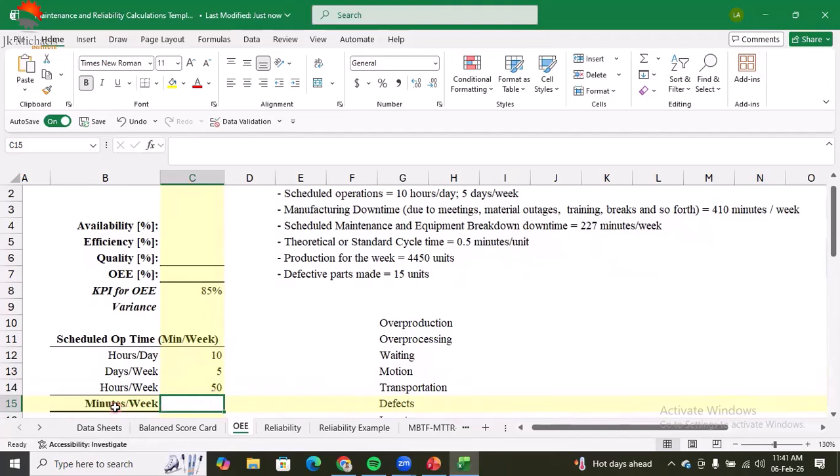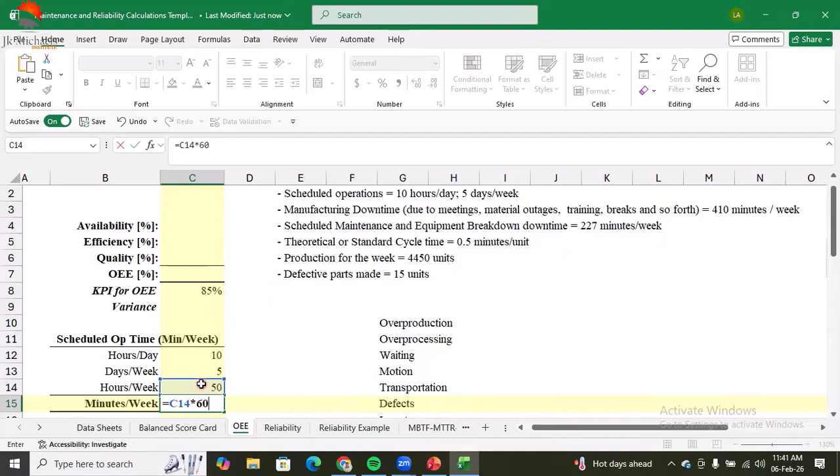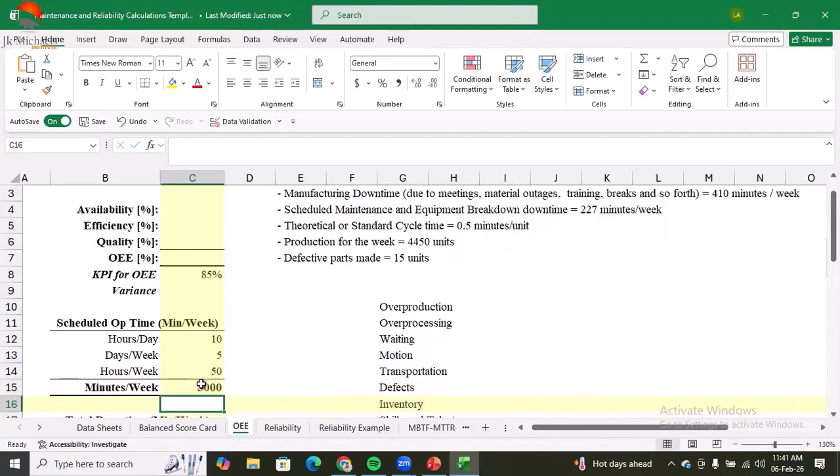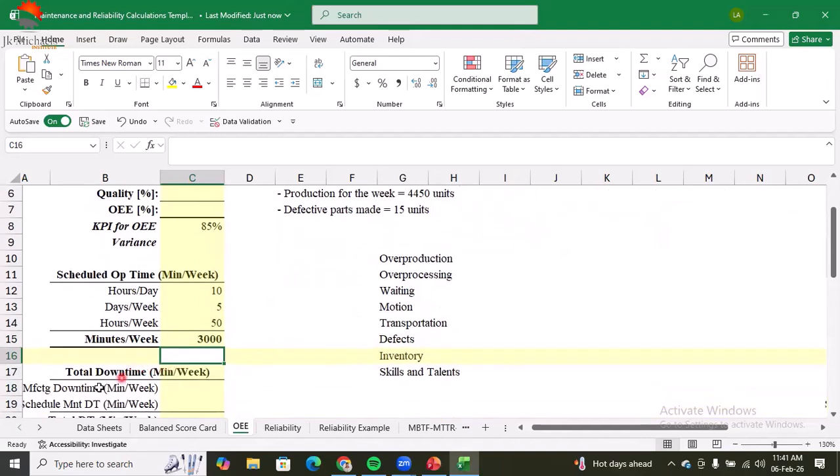50. Now, the calculations will be done in minutes per week. So our OEE will be computed in minutes. So we'll take the hours per week and multiply by 60 to get our minutes per week. So in a week, our planned production time will be 3,000 minutes every week.